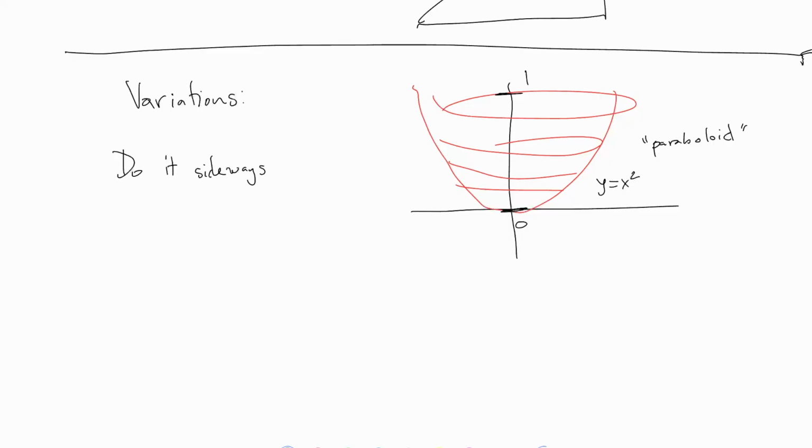How do we find this? First of all, you realize it's rotated around the y-axis rather than the x-axis. And this is your clue that you have to do this thing sideways. So when rotated around the y-axis rather than the x-axis, you have to write everything in terms of y.